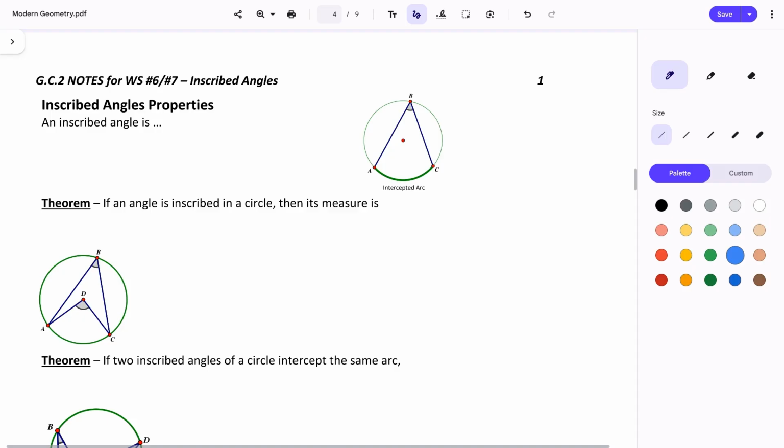All right, we should be on this page here, so if you're not there yet, go ahead and open up to this page. We're going to talk about another type of angles that we can see on our circles.